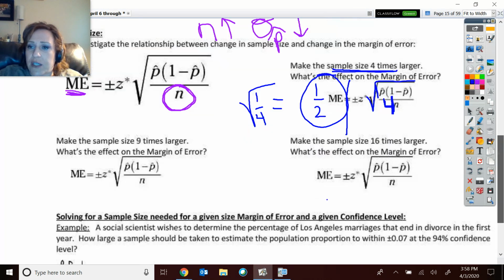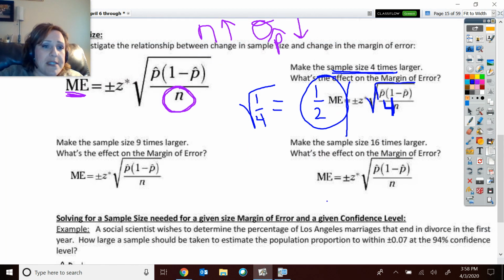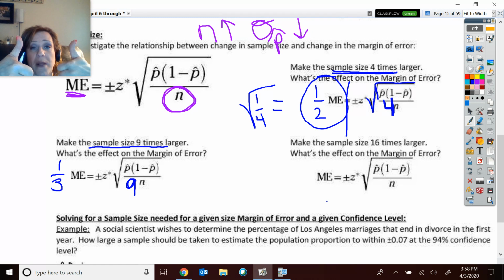All right, let's take a look at what's happening here. What happens if you make the sample size 9 times larger? So I'm going to make this 9 times larger. Well, when that comes out to equate it on the other side, 1 over the square root of 9 is 1/3. So multiplying the sample size by 9 will shrink the interval to 1/3 of its previous size.